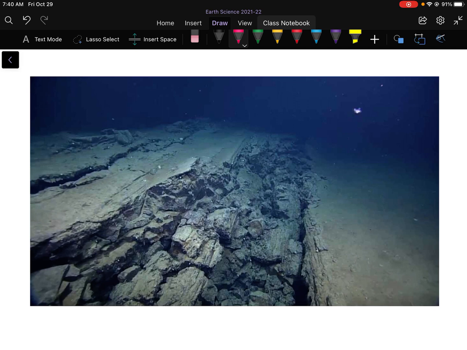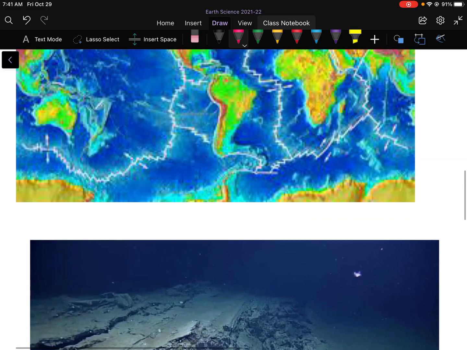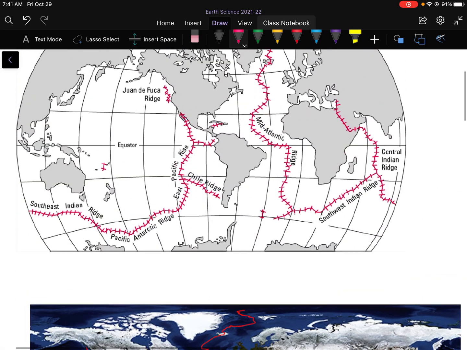Most volcanic activity on planet Earth takes place along these spreading ridges. And up until recently, we have never even witnessed any of it. It's like this huge undiscovered, unexplored part of our planet deep beneath the ocean floor.